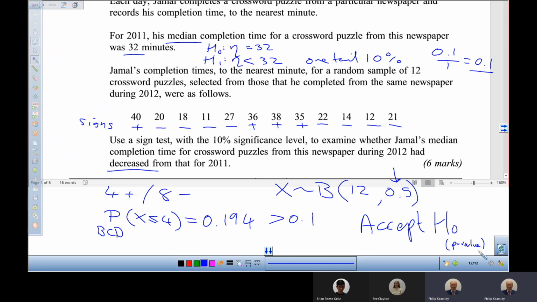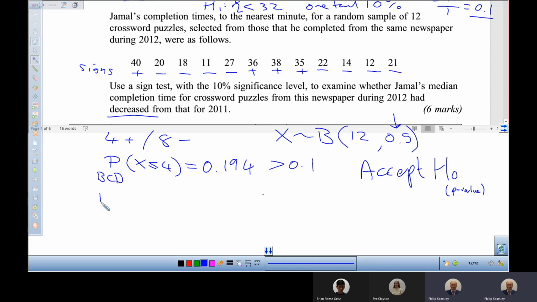Okay, so accept H naught instead of reject, and to complete the question, the reason why you accept the null is because there's no significant evidence of the alternative at the median time for Jamal to complete his crossword.